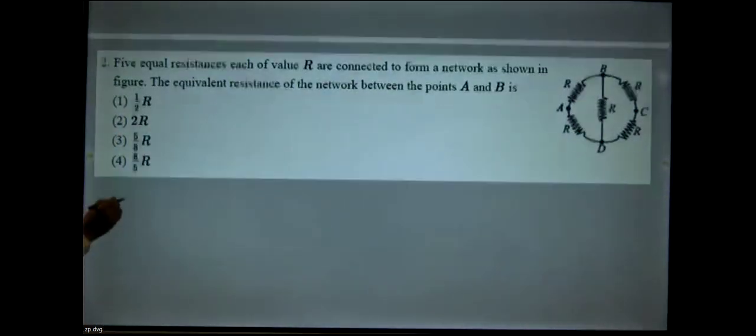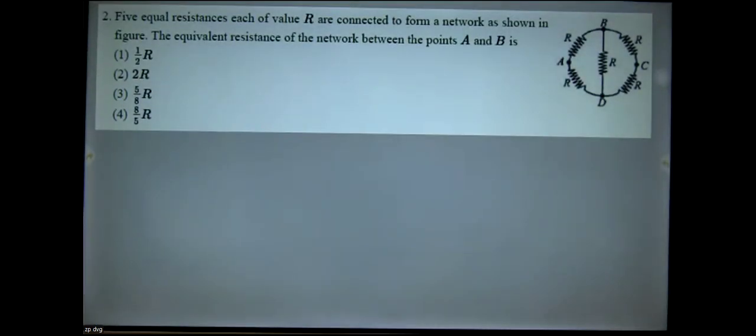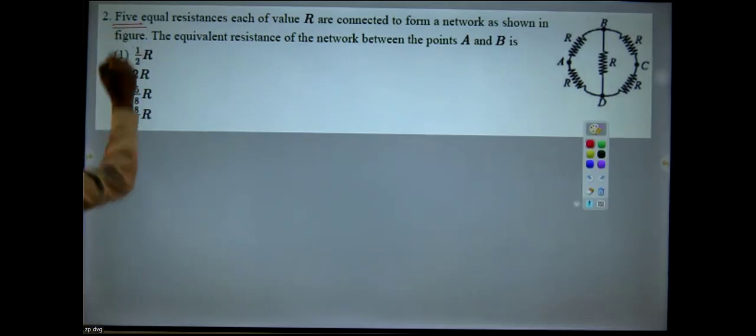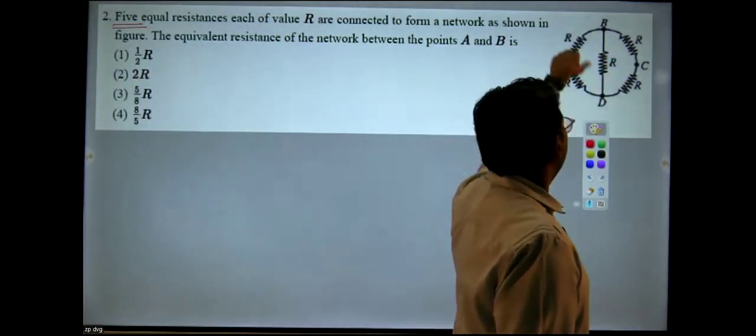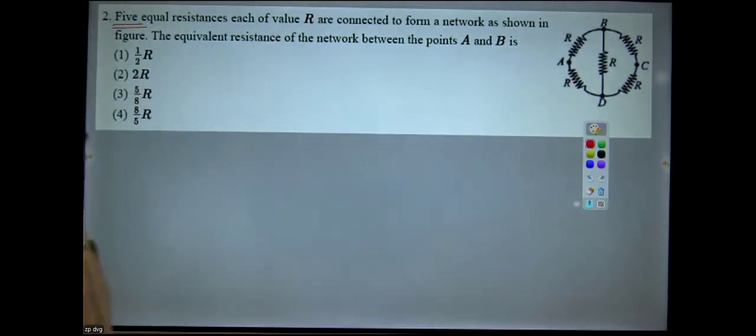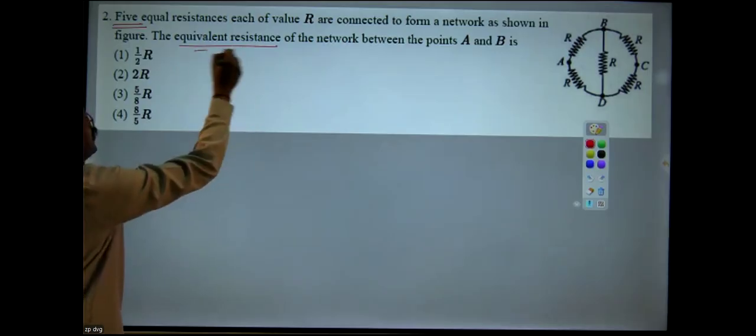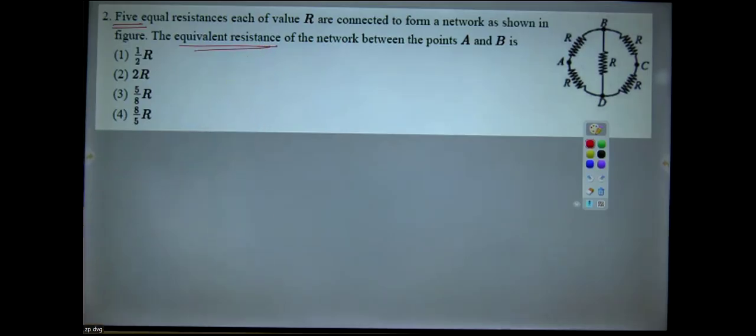Okay, consider this question. 5 equal resistors each of value R are connected to form a network as shown in the figure. So how many resistors are there? There are 5 resistors, which are connected as shown in the network. Look at the network. I'll redraw the network once again. What we need to find out is the equivalent resistance of the network. That's what we need to find out.